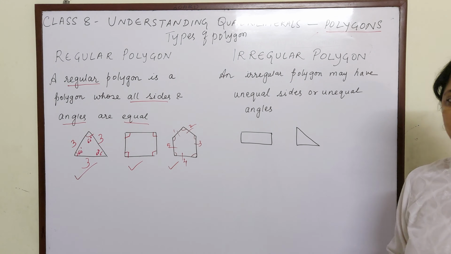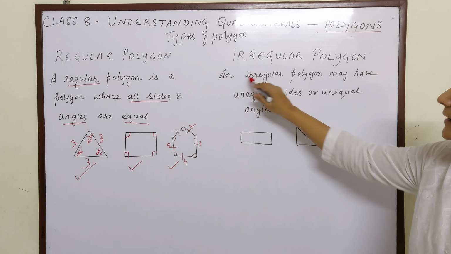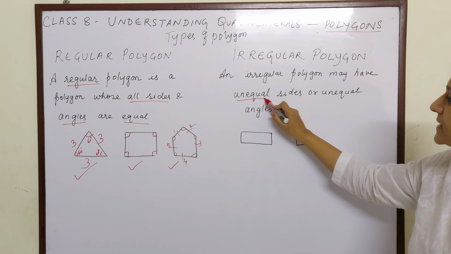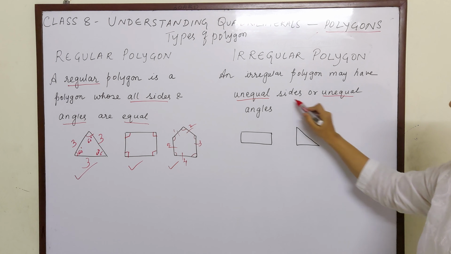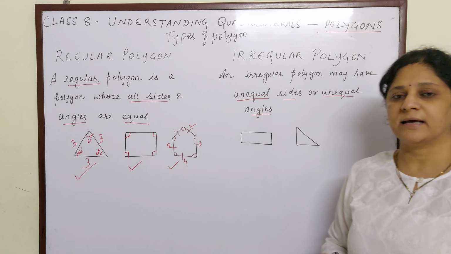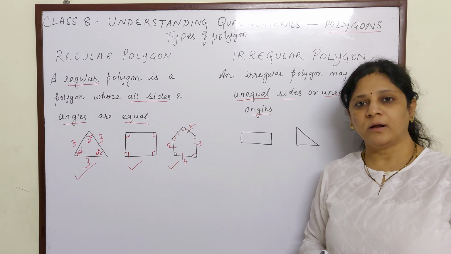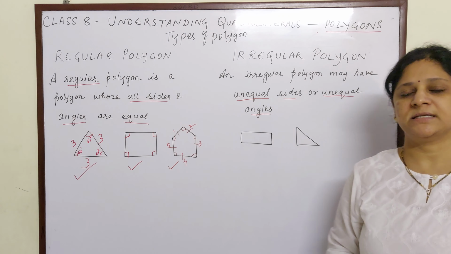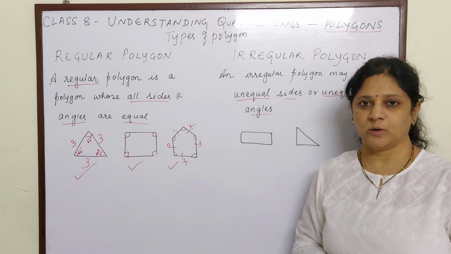But what about an irregular polygon? An irregular polygon may have unequal sides or unequal angles. That means their sides may be unequal or their angles may be unequal. So in any of these cases, they will be known as irregular polygons.